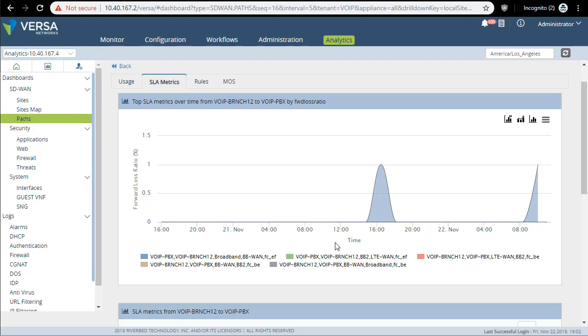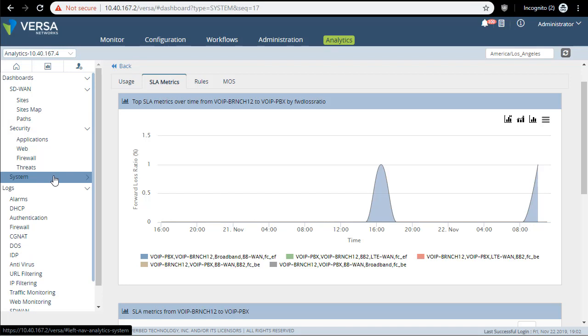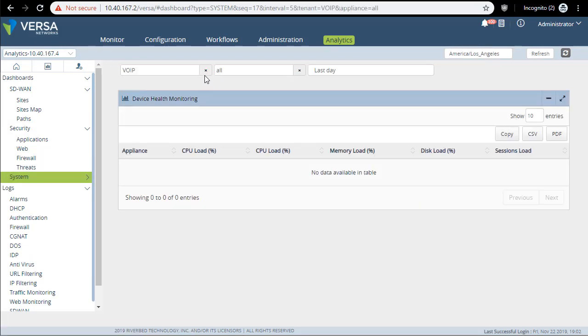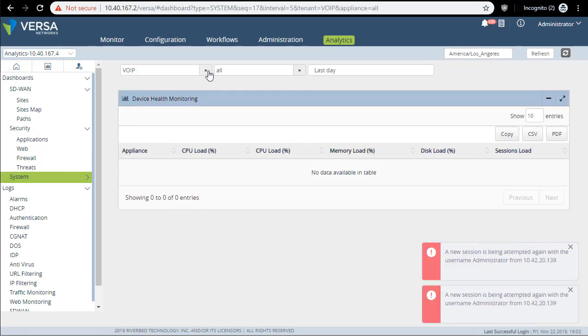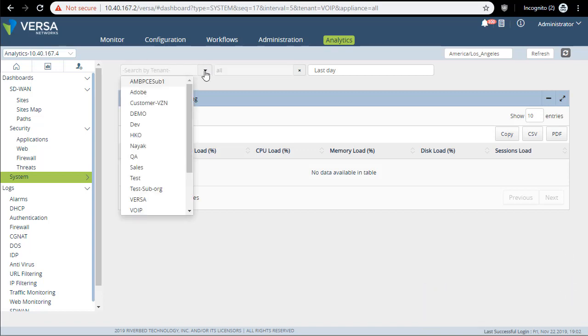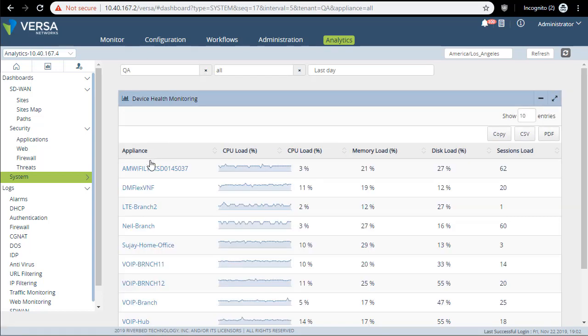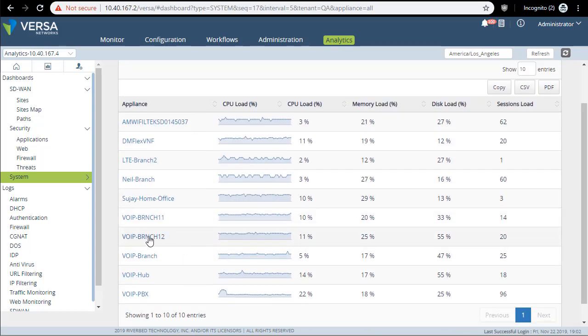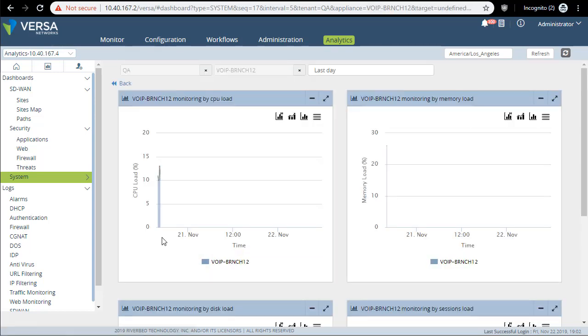Follow-up troubleshooting steps might include checking the system status of each of the branches. To do this, we would need to go to the system, and in the system, we would need to select the organization that actually owns the device. In our case, the organization that owns the device is the QA organization, and here we can check the state of branch number 12.